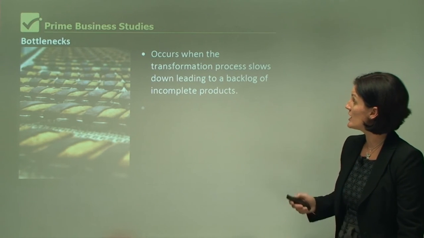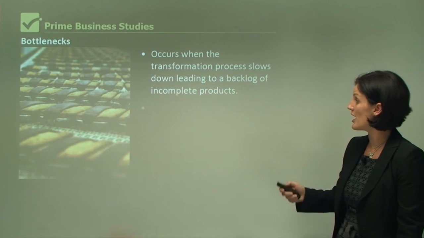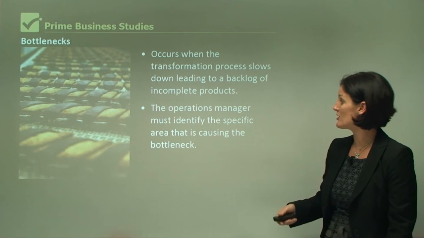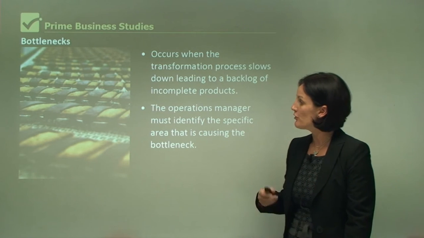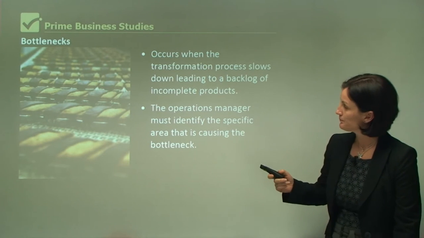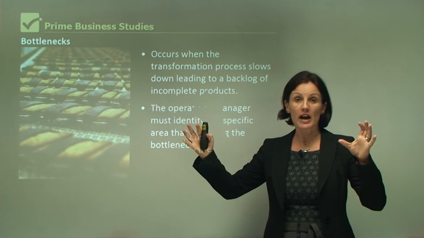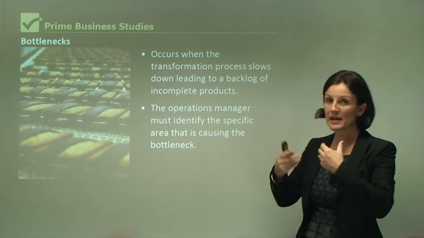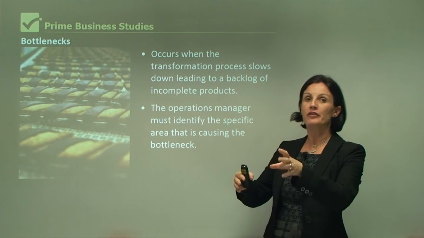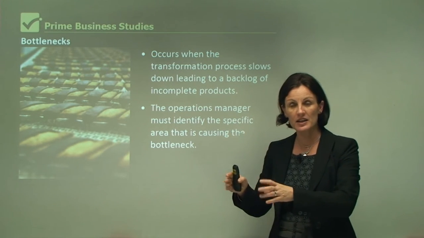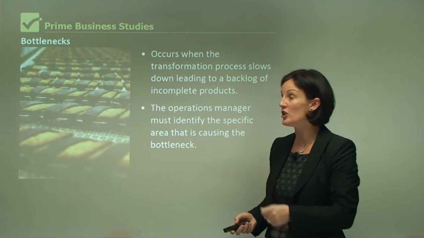This occurs when the transformation process slows down, leading to a backlog of incomplete products. The operations manager must identify the specific area that is causing the bottleneck. Now, for example, in a bakery, they're going to use an assembly line. So they have massive ovens, and they've got people who are making their dough, and then that dough is put into the oven, and then from the oven we might be putting chocolate on top of that, and then we may have a cooling process, a checking process, and then we may be packaging.